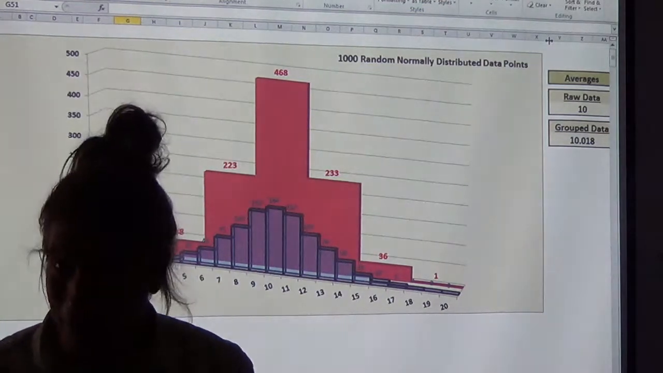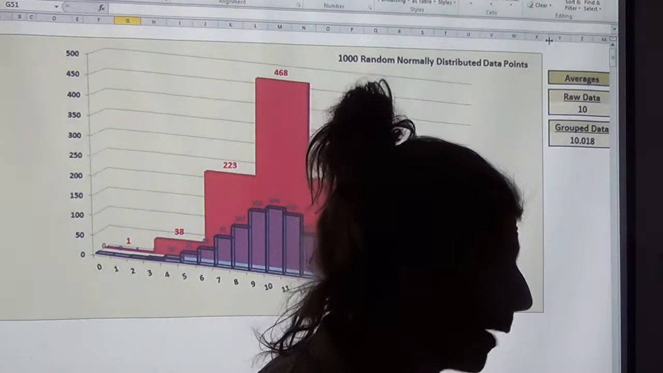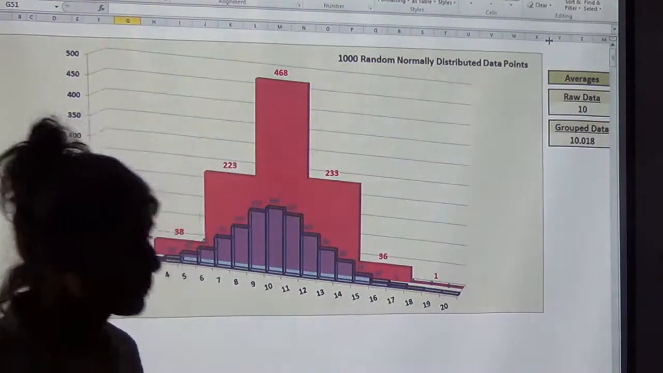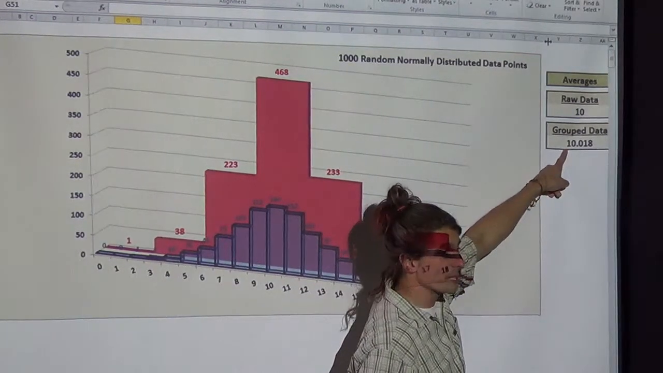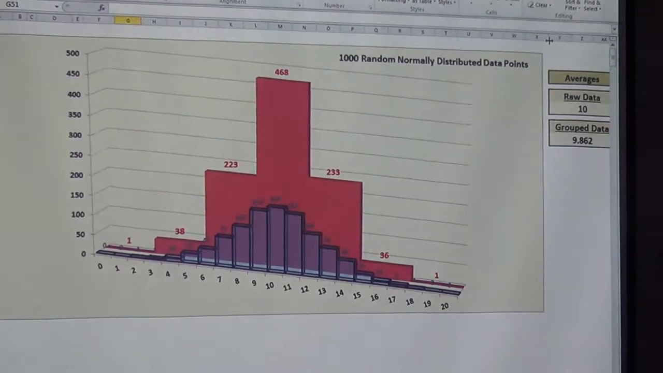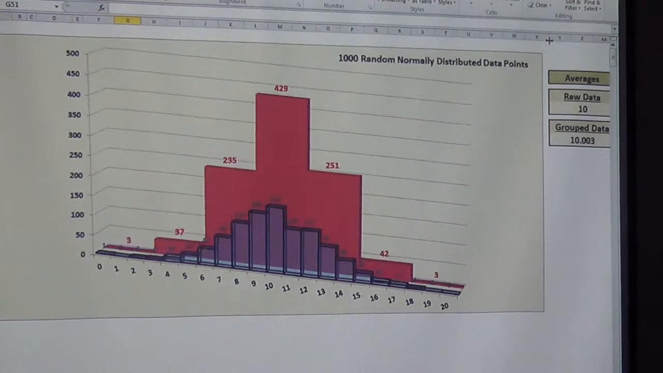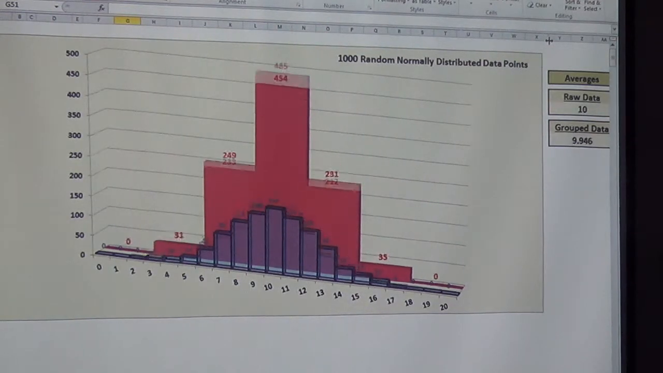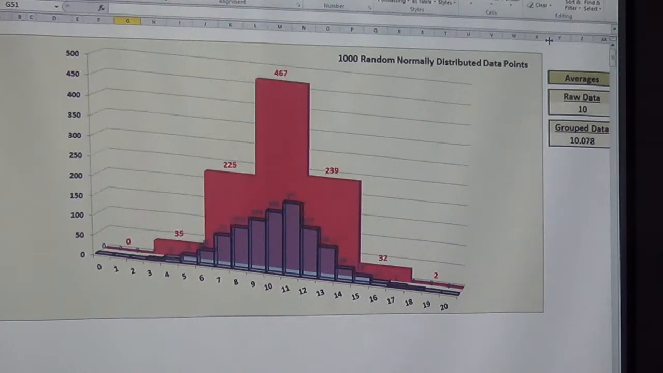Now don't trust me on this. Call BS on it right now. That wasn't very loud. BS? I'll take that. Don't trust me. Look at the replication. Watch the grouped data average as we keep simulating data. What do you notice about that average, friends? It swings really close. It rounds to 10 almost every single time. Matter of fact, it doesn't get very far away from 10.